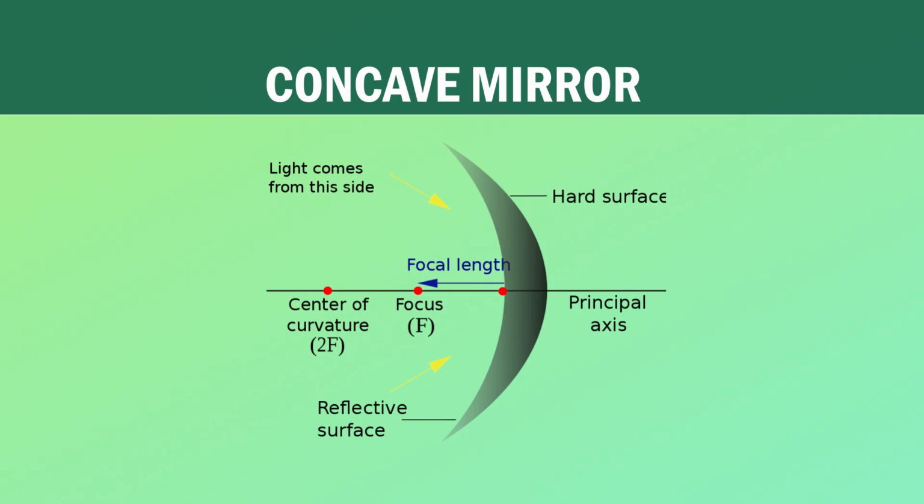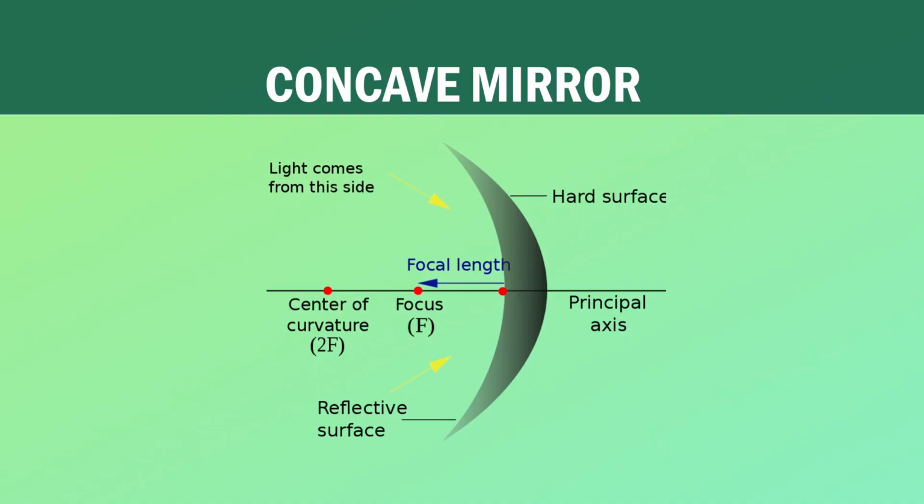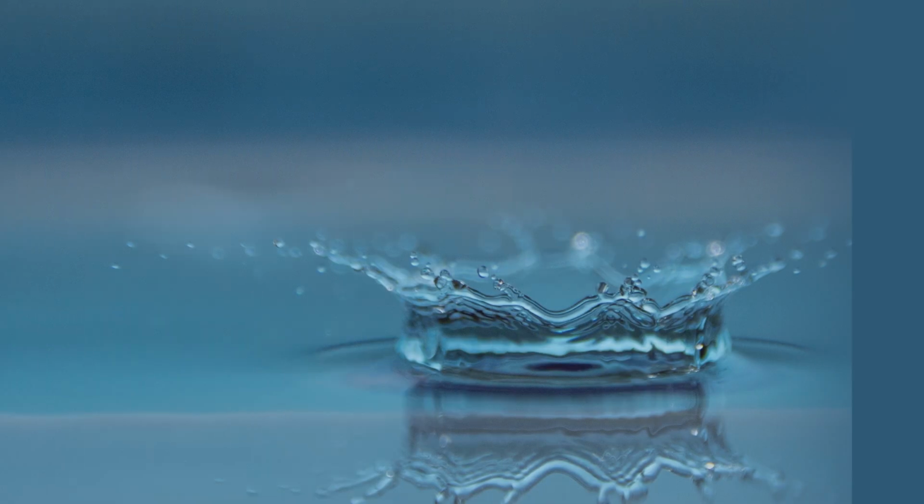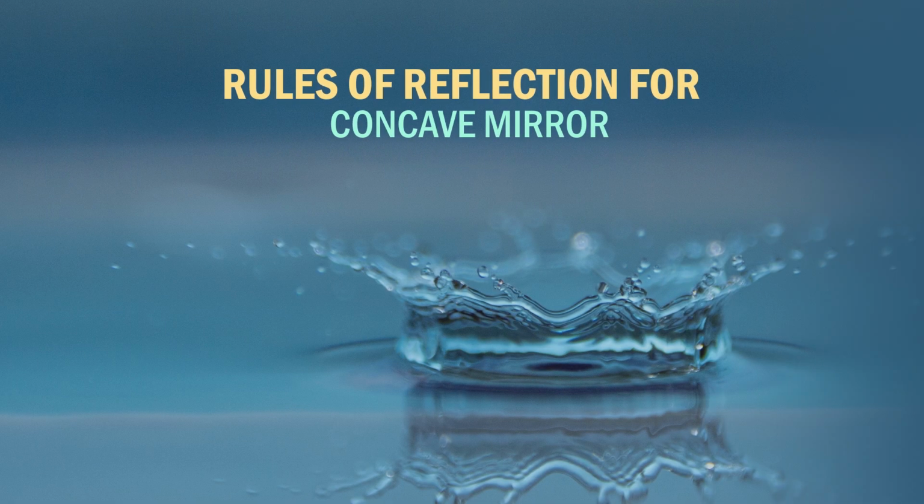Now there are some terminologies which you need to introduce to your learners before telling them how an image is being formed in the mirrors. The line which passes through the focus and the center of curvature is basically the principal axis. Then what is the focus? What is the 2f? All these terms you need to explain to your learners, because only when you explain these can you introduce the rules of reflection for a concave mirror.